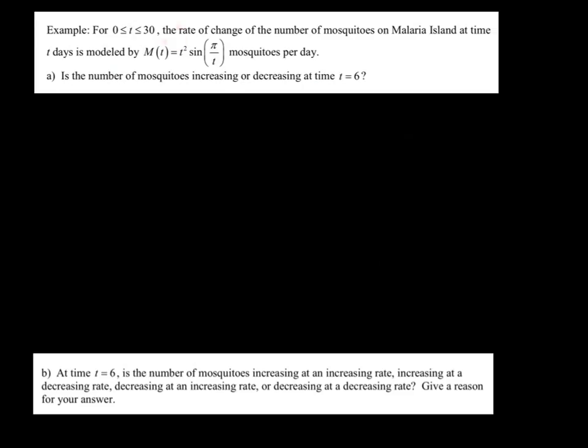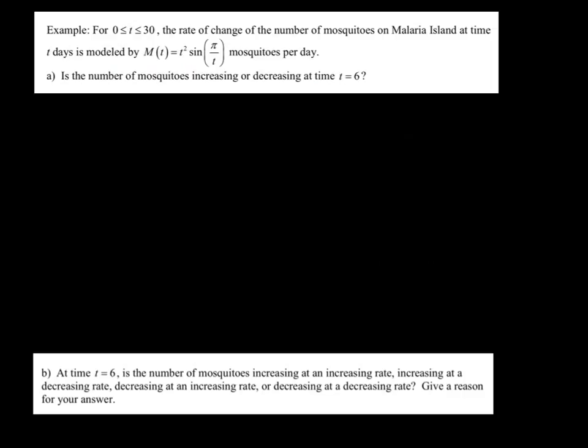It says the rate of change for the number of mosquitoes on Malaria Island at time t is modeled by this function right here, and it's measured in mosquitoes per day. Now remember, this function's a rate. It's measured in mosquitoes per day. So what they're really saying, similar to the last one, although they're not putting a prime sign on that m, is that this function is technically already the derivative of some other unknown function. And again, that's what the word rate's kind of implying.